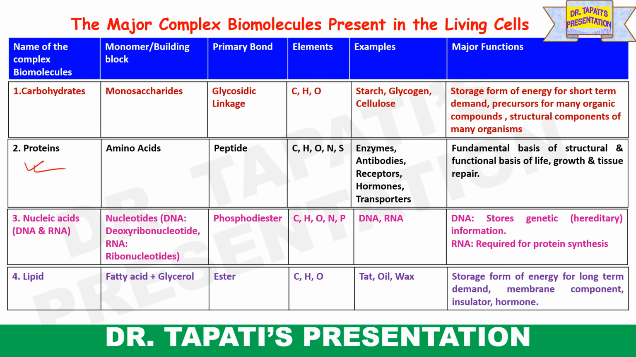Proteins are biopolymers composed of repeating units of amino acids. That means building blocks of proteins, those are amino acids. Amino acids are attached through peptide bonds to make polypeptide chain. Proteins are composed of mainly carbon, hydrogen, oxygen, nitrogen and sulfur elements. Enzymes, antibodies, receptors, hormones, transporters, mostly made up of proteins. Proteins are fundamental basis of structural and functional basis of life, growth and tissue repair.